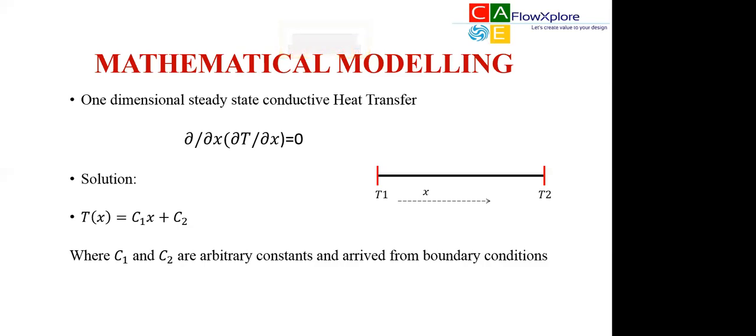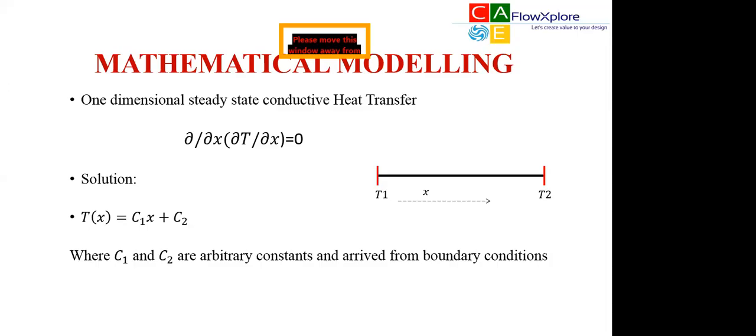Now with some mathematical manipulation, I found a solution, T of x is equal to C1x plus C2. These C1 and C2 are arbitrary constants which can be arrived at from boundary conditions. So if I get C1 and C2, just by applying the value of x, I can find the temperature at the bar, at any particular node, at any particular point. X is nothing but the point where I want to get the results. Just by applying the value, I can get the temperature.